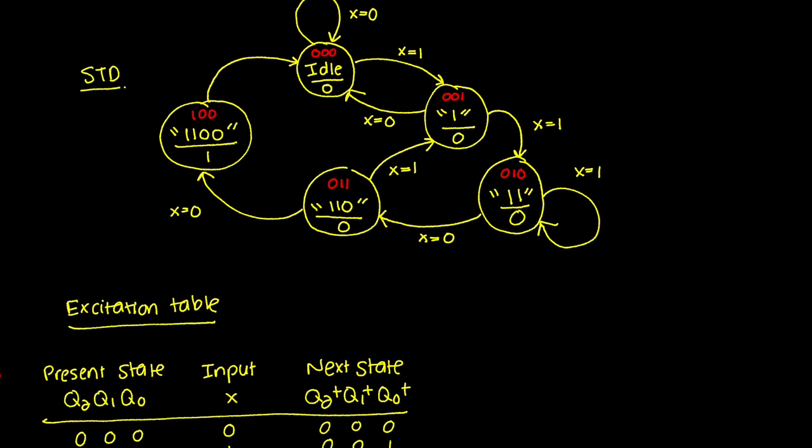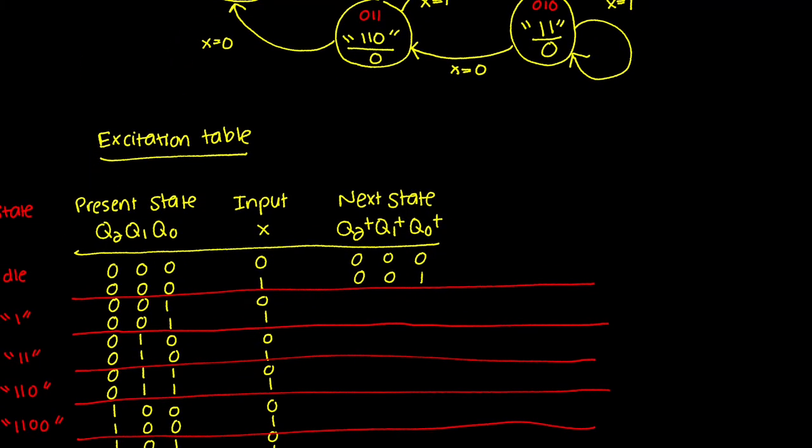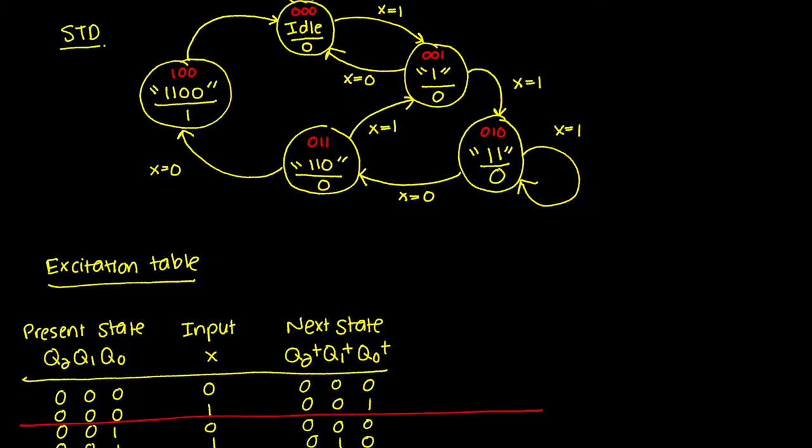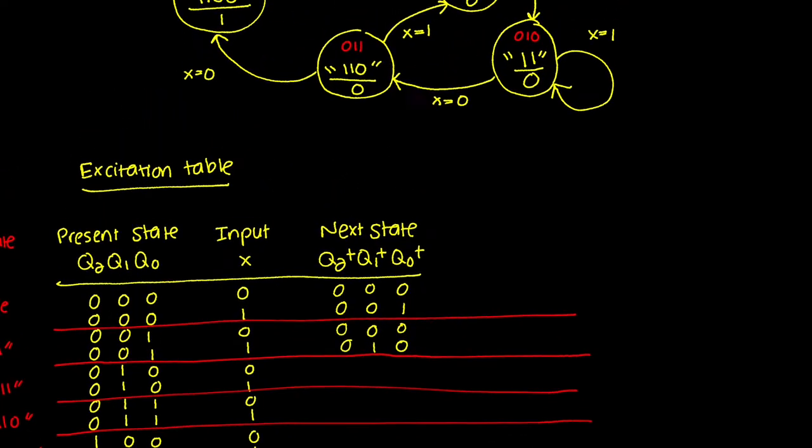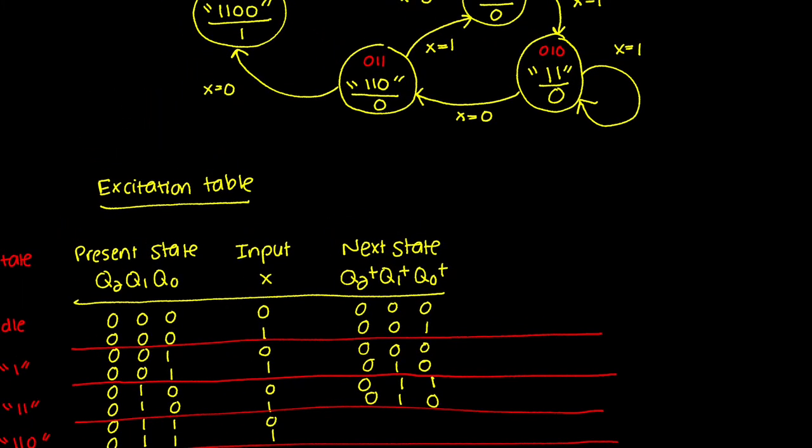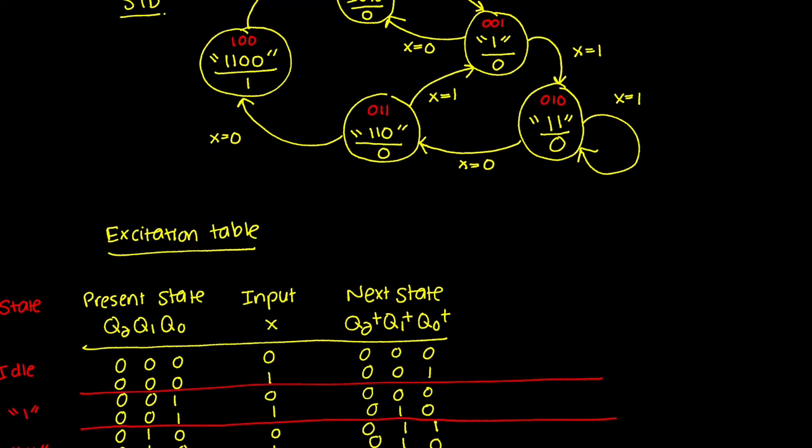Now, I'm going to go look at state 001. So in state 001, if a zero has been detected, I go back to zero. If a one has been detected, I go to state 010. Next, in state 010, if a zero is detected, I go to state 011. And if a one has been detected, I stay in the same state. And I'll do the same thing over here in state 011. If a zero is detected, I move on to this state 100. If a one is detected, I move on to state 001.